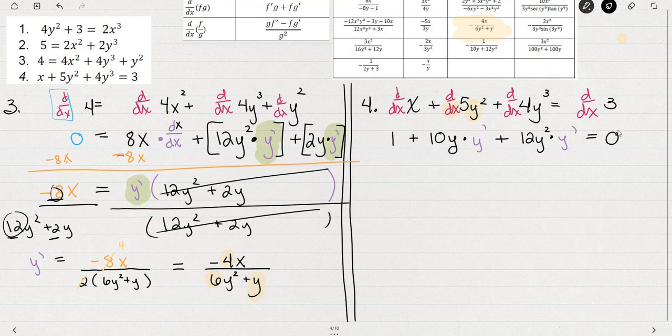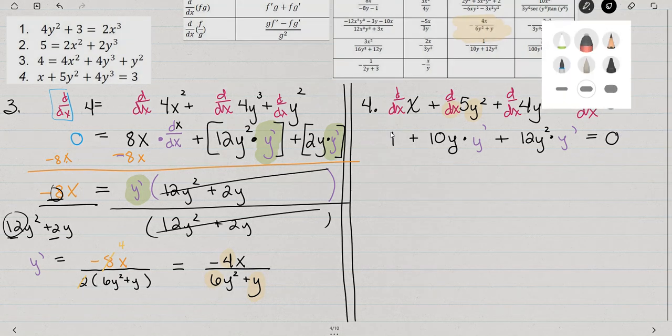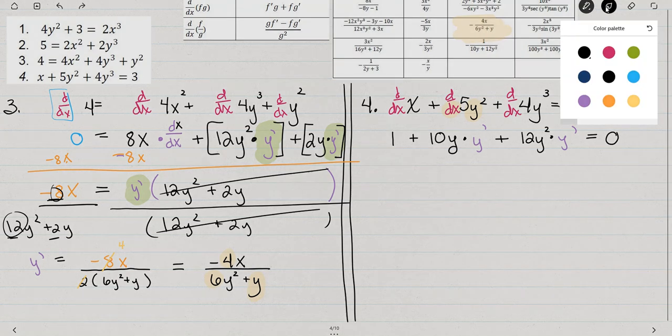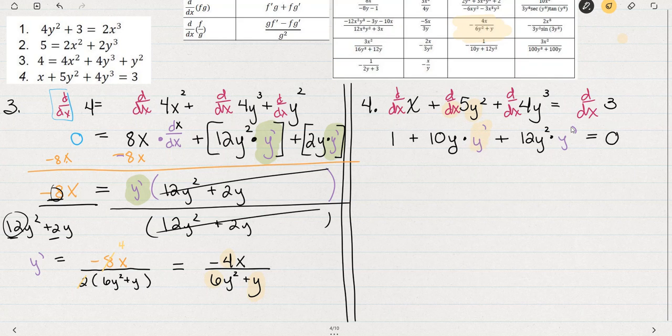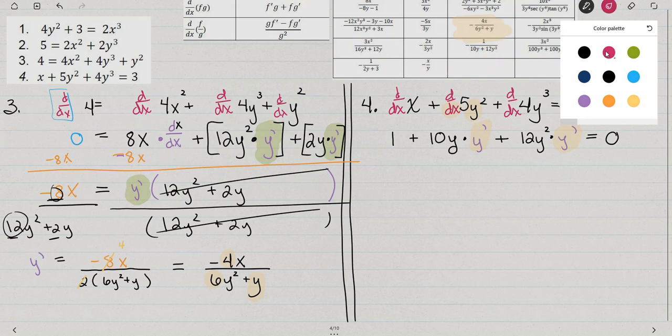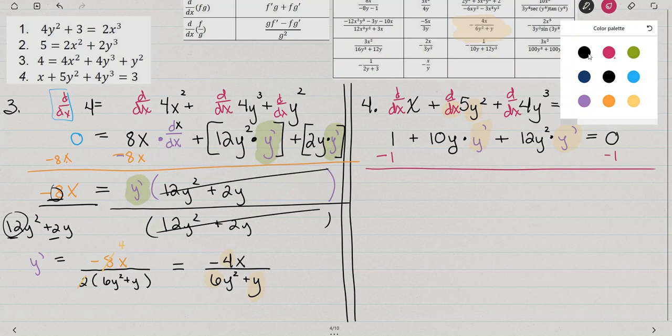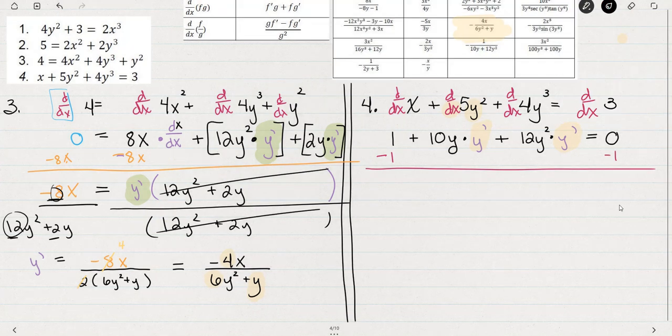Now here's a mistake I've seen before. I've had tests grading where I'll see that the student will sometimes get to this next step and see this constant 1 and say, oh, the derivative of 1 is 0. But don't forget what we're doing. We're not doing the derivative now. Now what we're doing is going back and solving for our y prime, right? So what I'm going to do to solve for y prime is subtract 1 from both sides so that we have 10y y prime plus 12y squared y prime equals negative 1.